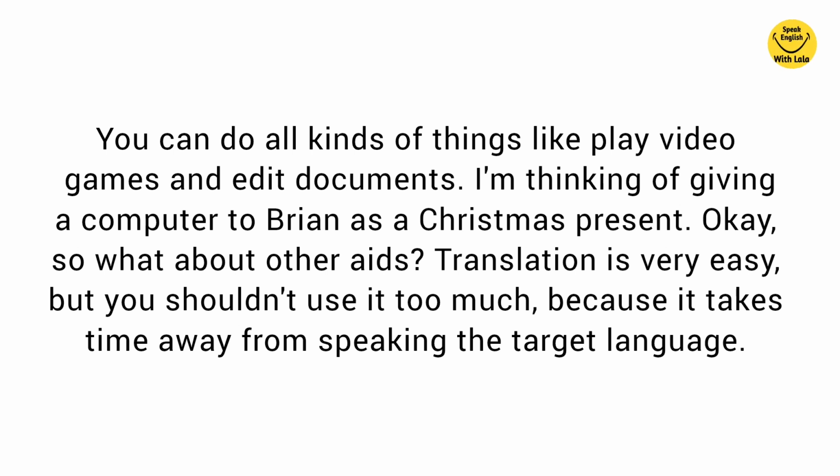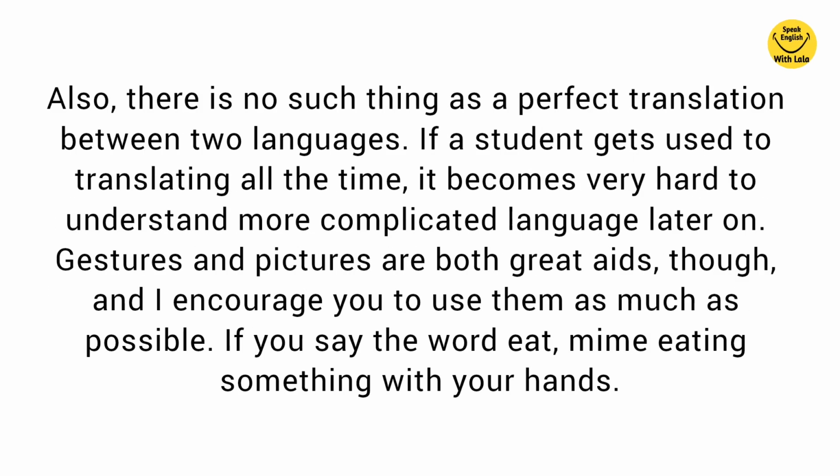Okay, so what about other aids? Translation is very easy, but you shouldn't use it too much because it takes time away from speaking the target language. Also, there is no such thing as a perfect translation between two languages. If a student gets used to translating all the time, it becomes very hard to understand more complicated language later on. Gestures and pictures are both great aids, though, and I encourage you to use them as much as possible.